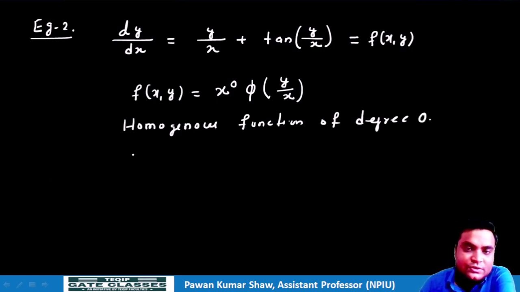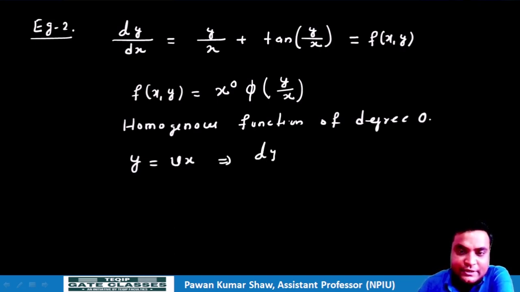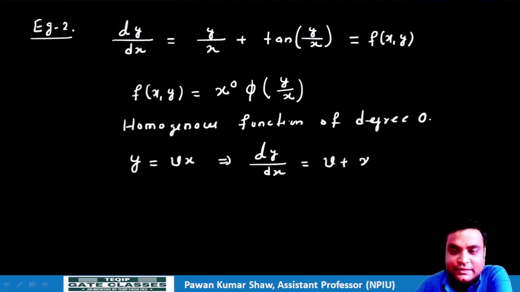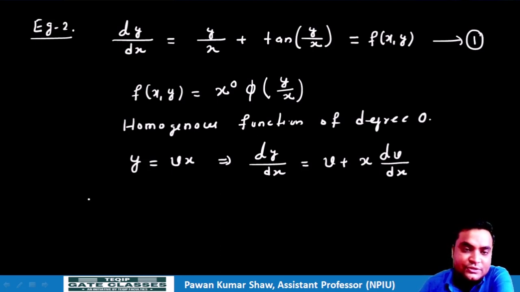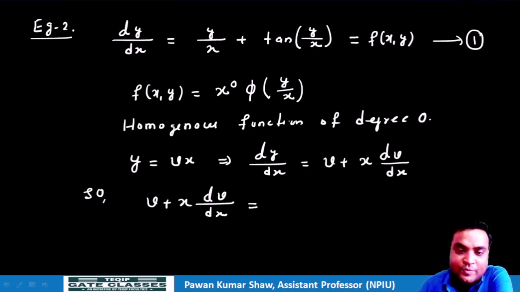So now how we can solve, again we can take y equal to vx, and in that case dy by dx is equal to v plus x dv by dx. And from our original equation, suppose this is our equation number 1, that is our given differential equation, so we can write dy by dx as v plus x dv by dx, and we can convert it into a separable variable form.